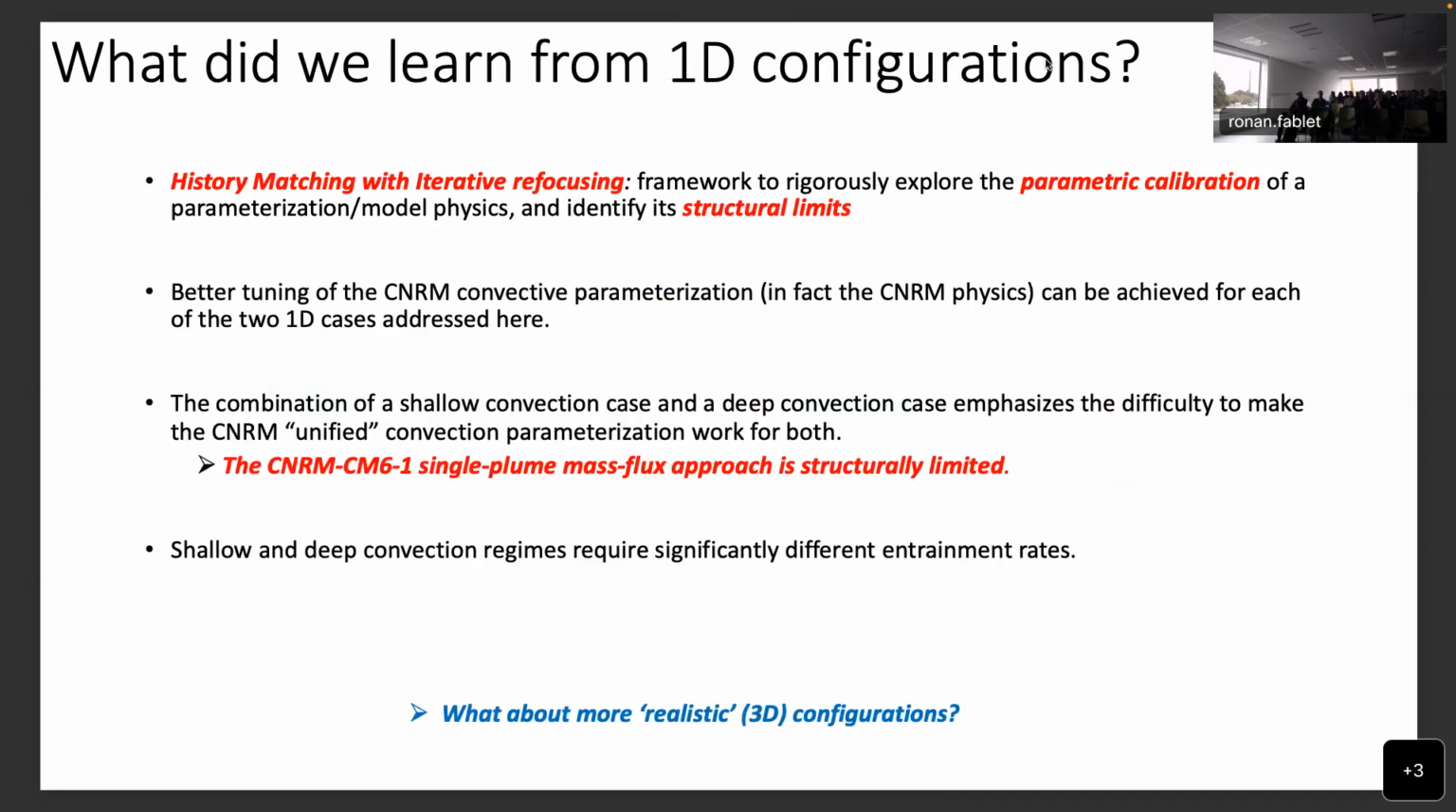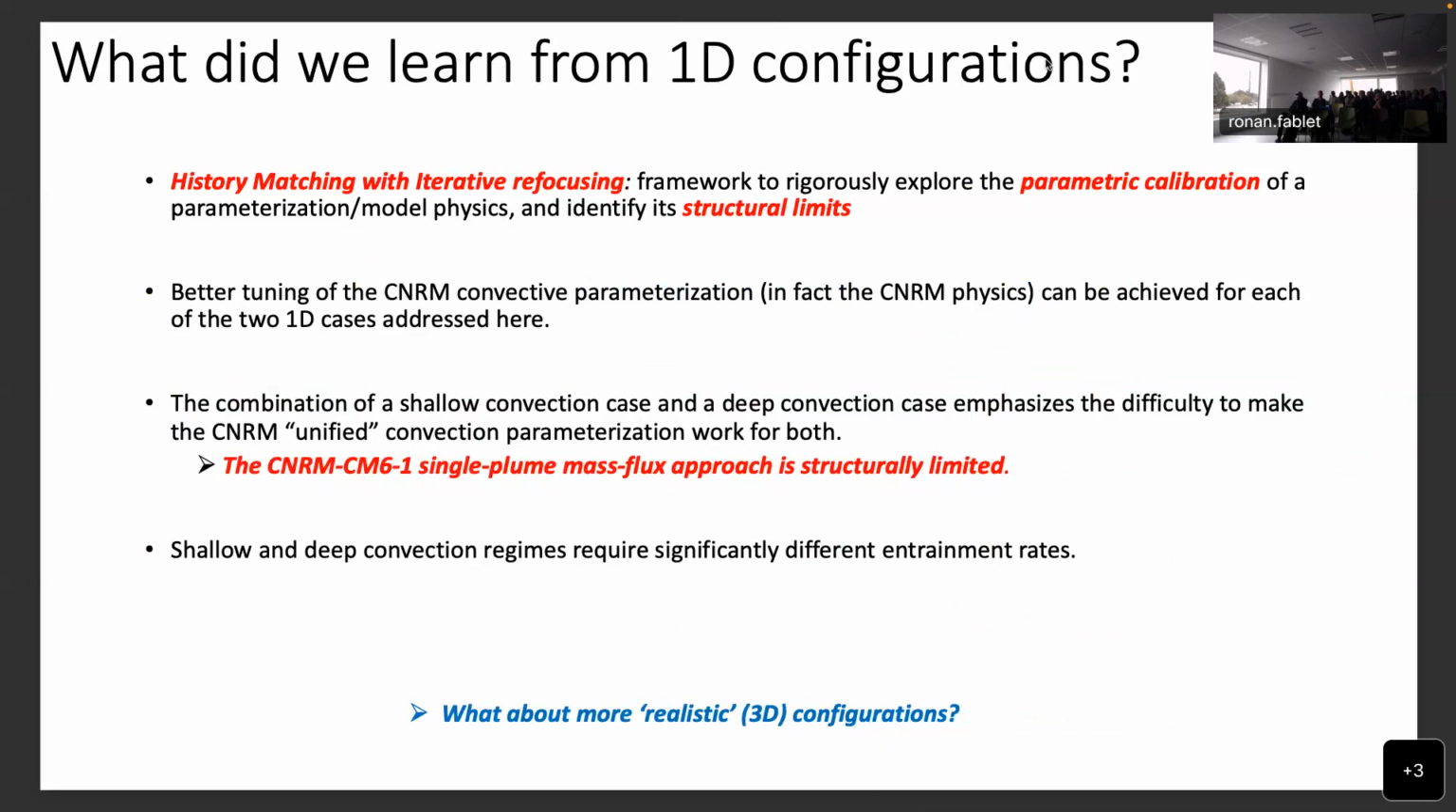First, I think history matching with iterative refocusing provides a framework to rigorously explore the parametric calibration of a parameterization or model physics and start to identify the structural limits. And this is helpful for model development.